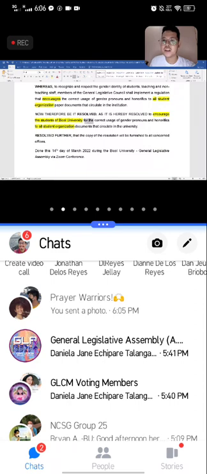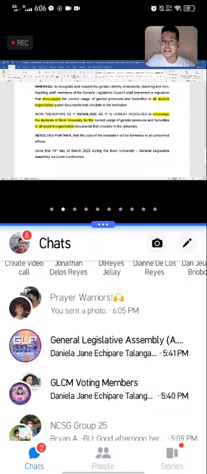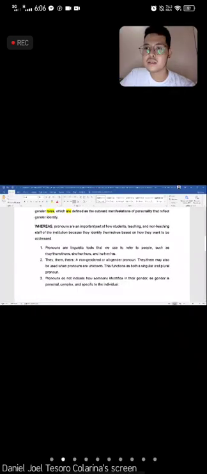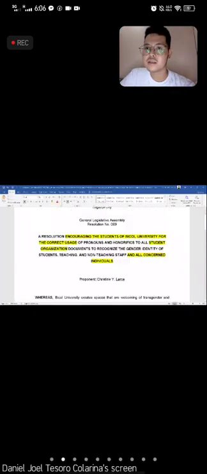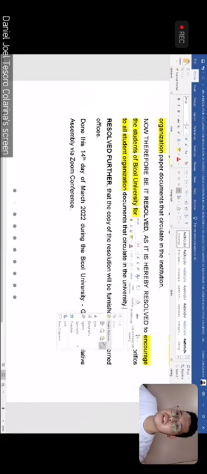Yes, for the correct usage of gender pronouns and honorifics to all student organization documents that recognize, please copy the title, that recognizes the gender identity. To recognize the gender identity of students and teaching staff and all concerned individuals.